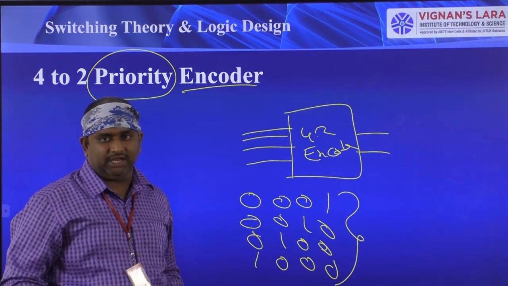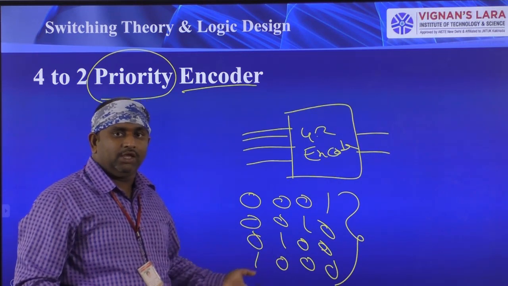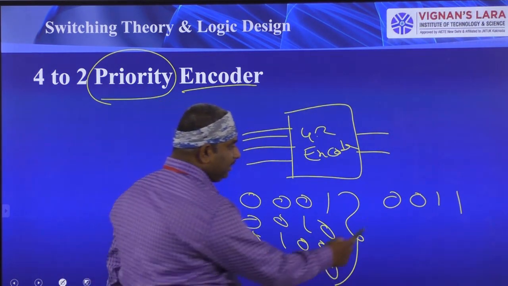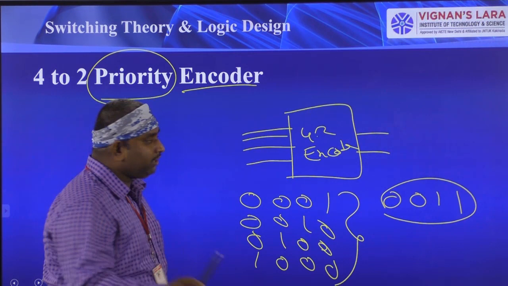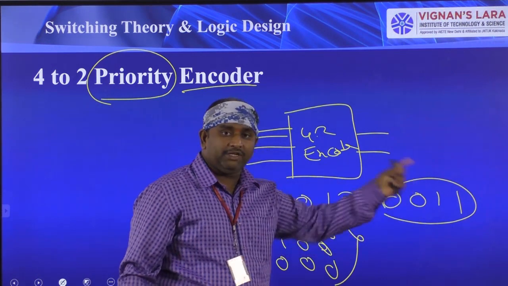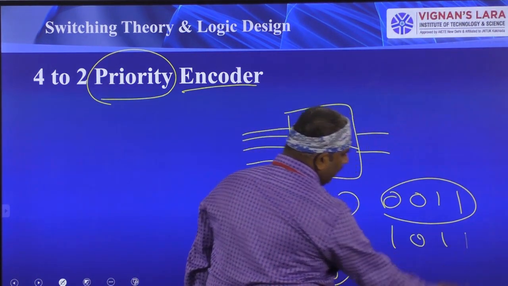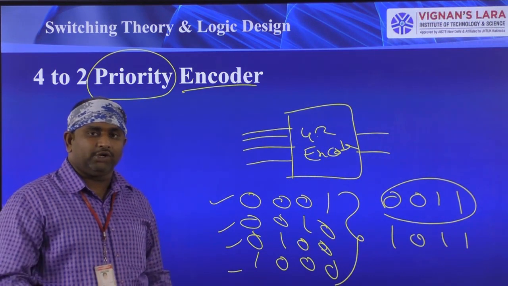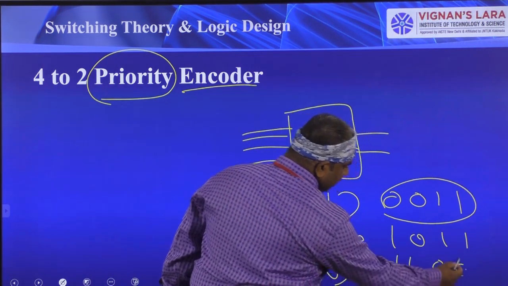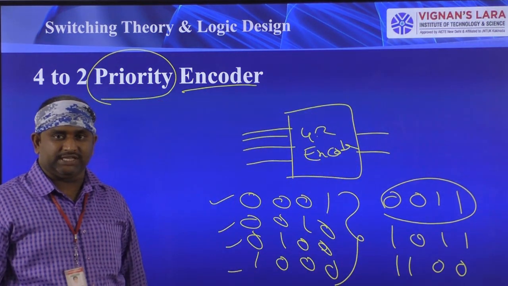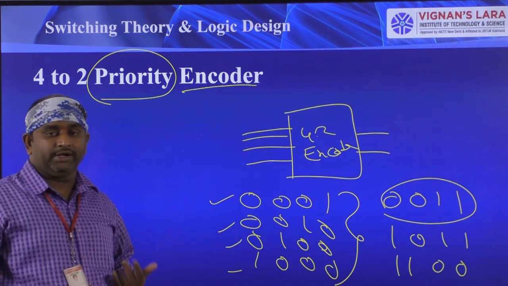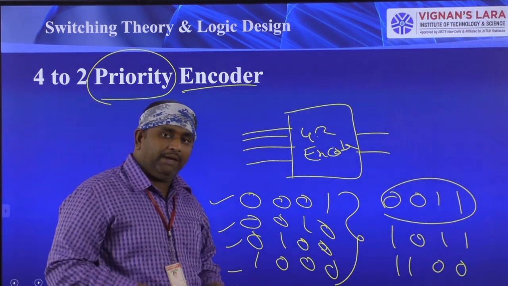But at the input side, we can't say that only these 4 signals will come. There may be a chance of getting 0011. There may be a chance of getting these types of signals also. Actually, the encoder accepts these 4 inputs only. But at the input side, you may have 0011, maybe you have 1011, like that you have input signals. Then what is your action? These types of combinations will also occur at the input side. Then what will you do here? What is your preference?